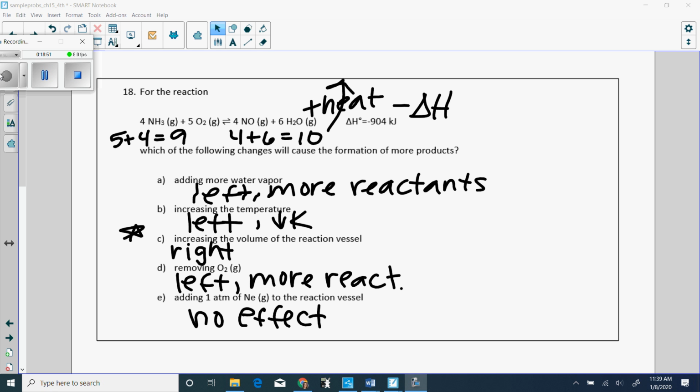Okay, the back page of your worksheet packet is the big turning chart. The back page of your worksheet packet, just get it out.